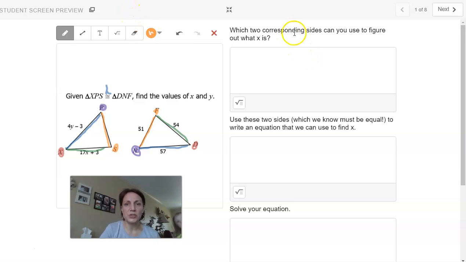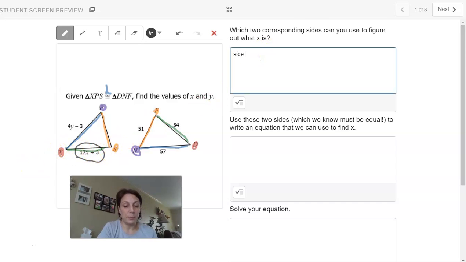All right, so it says, which two corresponding sides can you use to figure out what X is? Okay, so the first thing I'm gonna do is come over here and find the stinking X, right? In the problem, my X is right here. Okay, so obviously this side, XS, has to come in to the picture because that's the side where X is. So I'm trying to figure out what X is. I've got to use the side that has an expression with X. Okay, now, what other side could I use?